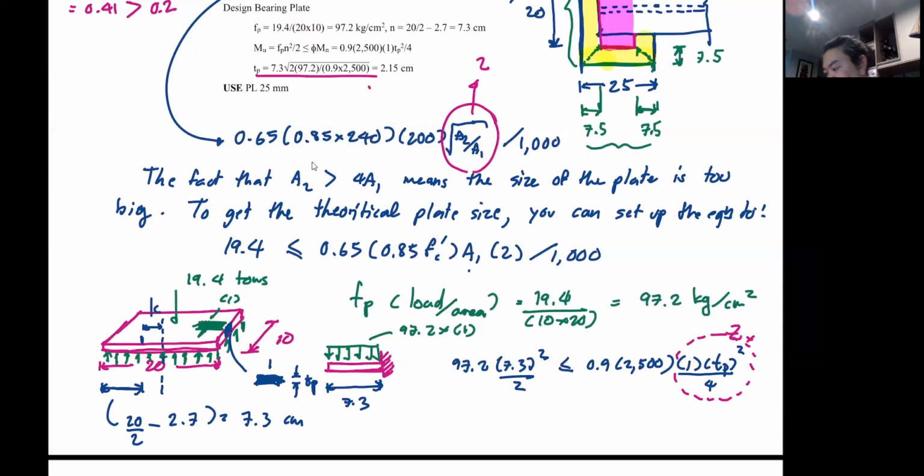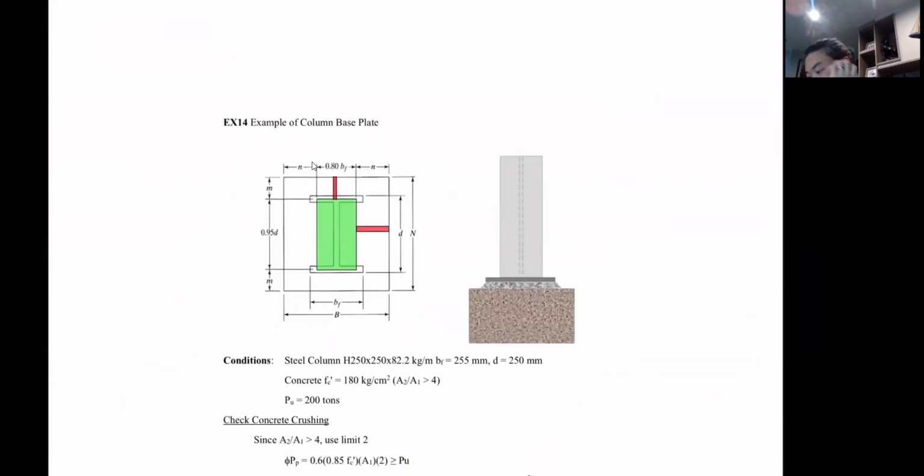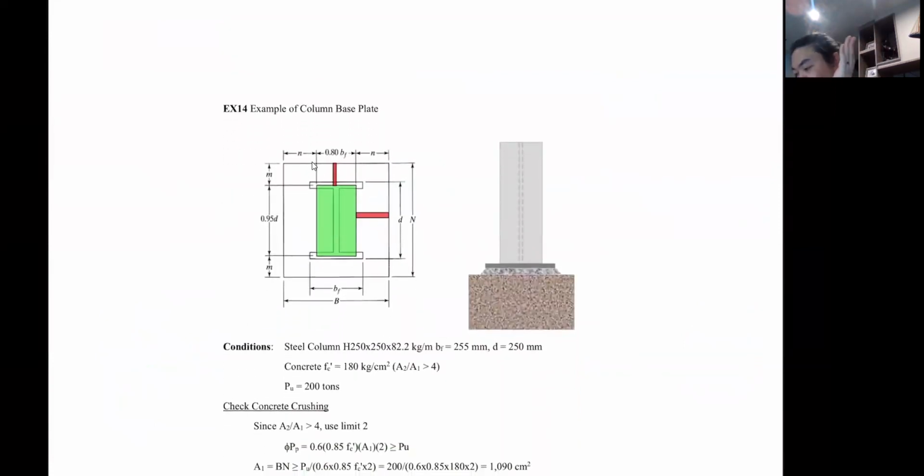Anyway, so let's move on to the last problem before the midterm exam. Now it's concrete column. It's the same, except that this time, instead of putting the beam on the concrete.